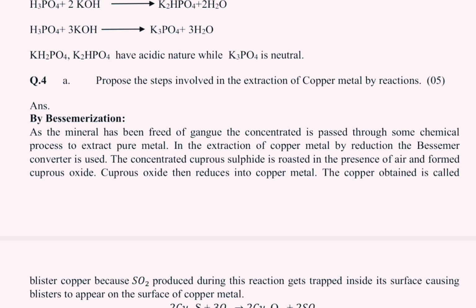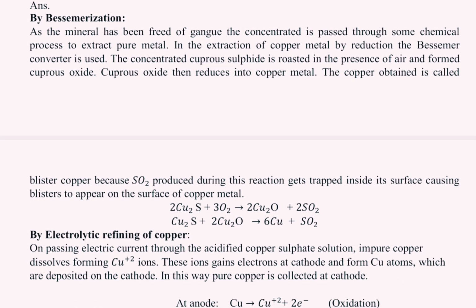The next question is, you have to propose the steps involved in the extraction of copper metal by reaction. So copper metal is extracted from the system. We have copper sulfide over here. What we need to do is oxidize it. When it oxidizes, it converts into cuprous oxide, and sulfur dioxide will be generated here. And then the cuprous oxide again reacts with the copper sulfide, and in that case sulfur dioxide will be removed and copper will be there. And here we now have copper in our solution.